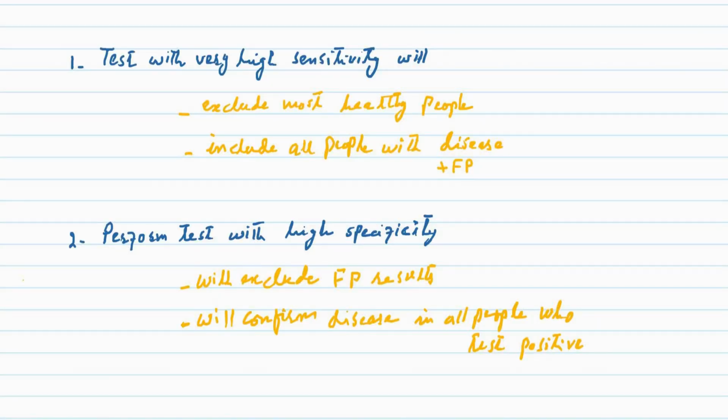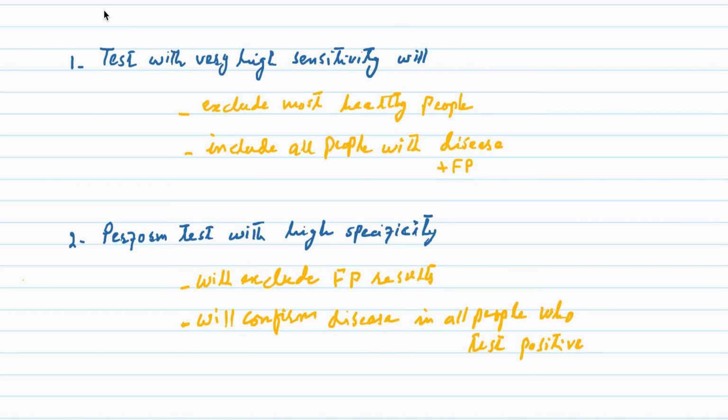Now we have discussed about sensitivity and specificity. Let's see how these tests are used in clinical settings. First, we perform a test with high sensitivity that will exclude most healthy people, and it will include all people with disease and healthy people who will have false positive results. After we have excluded most healthy people, then we perform test with high specificity.